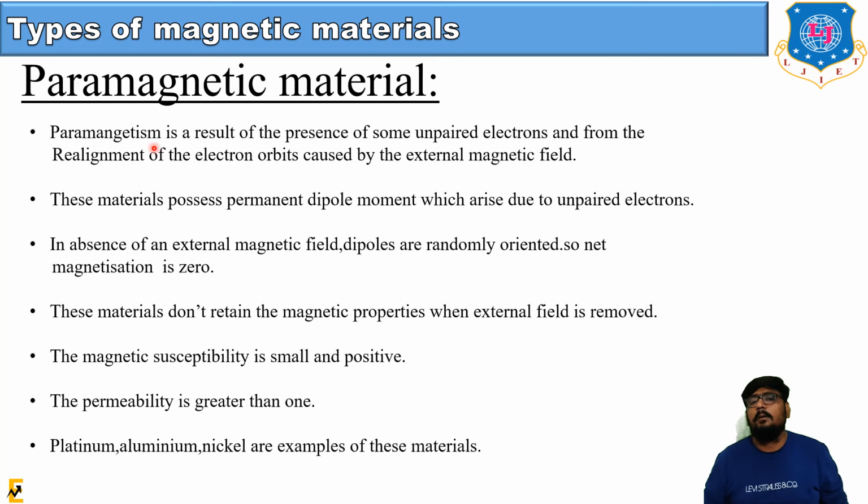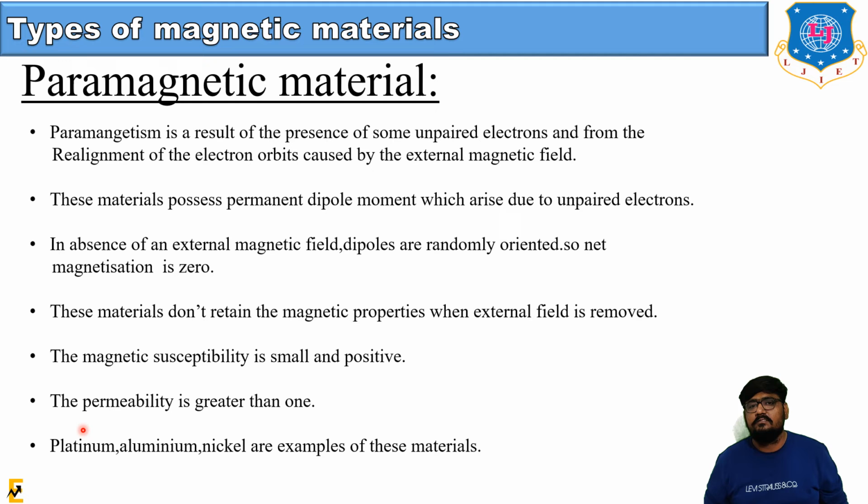Now next is a paramagnetic material. So what is paramagnetism? Paramagnetism is a result of the presence of some unpaired electrons and from the realignment of the electron orbits caused by the external magnetic field. This material possesses a permanent dipole moment which arises due to unpaired electrons. In the absence of an external magnetic field, dipoles are randomly oriented, so net magnetization is 0.